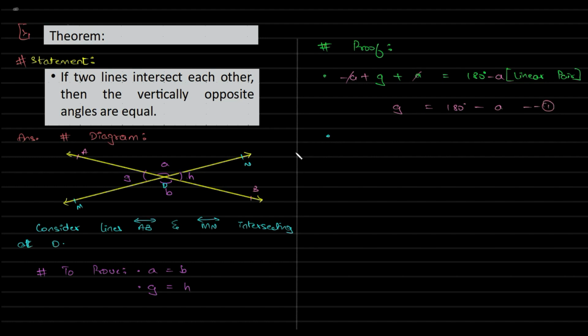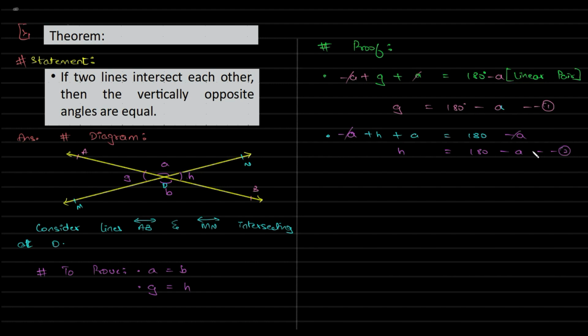Then, okay, I got an expression for G. Somehow if I get the same expression for H, my answer is done. And we can get it. It's quite simple, the same way. H plus A is equal to 180 degrees. Subtract A again. So we have H is equal to 180 minus A. This is our equation 2.